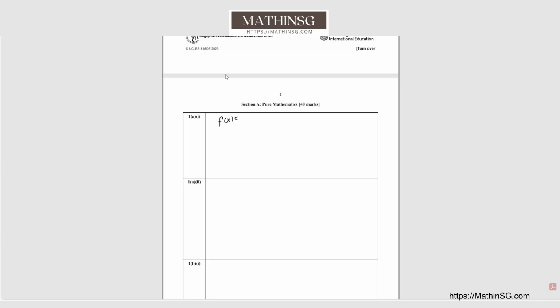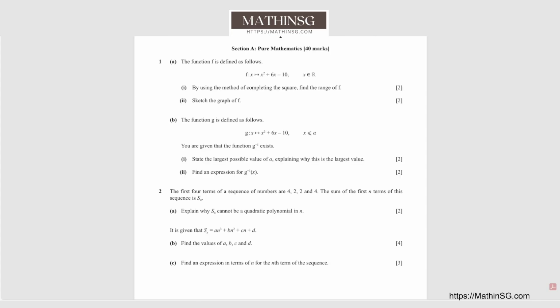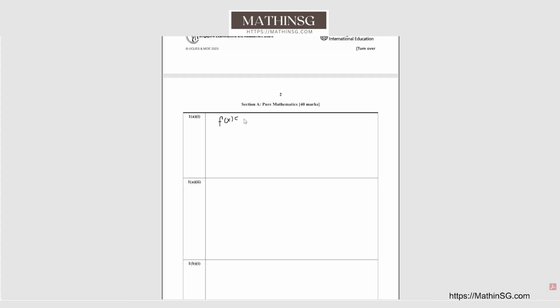f(x) equals x squared plus 6x minus 10. Now to complete the square, it will become (x plus 3) squared minus 10 minus 3 squared, which gives me (x plus 3) squared minus 19. So based on this, we will be able to find the range of values of f.